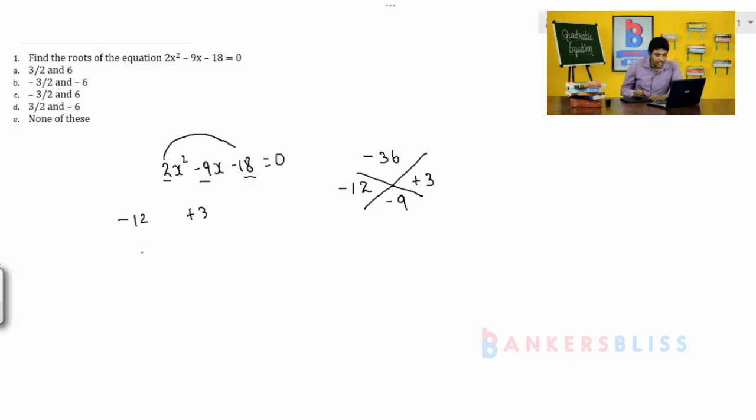So your answer will be, interchange the sign, 12 minus 3 divided by the coefficient of x square, that is 2 and 2. Therefore 2 6s are 12 and minus 3 by 2. So 6 and minus 3 by 2, option C is your right answer. See, here itself you can decide what the answer is, so you can save a lot of time.